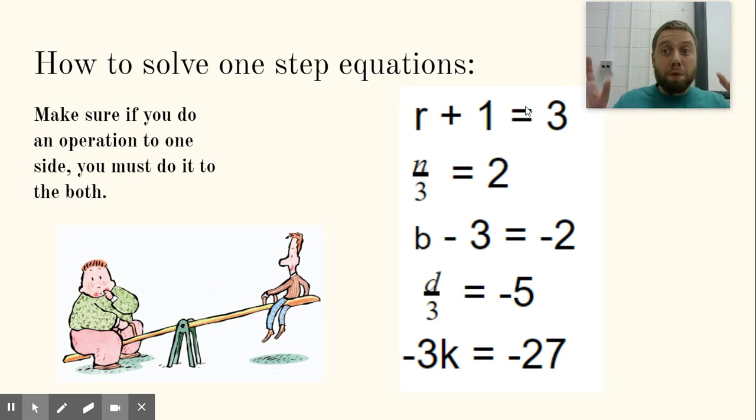So if it's the same on both sides, think of two equal people on the seesaw. If one person is much, much bigger than the other, then the seesaw goes like this. We don't want that. That's not equal. Equal is like this. So in the first example we did, we subtracted 1 from both sides. If you subtract 1 from one side, it ends up being like this. We don't want that. We need it to be equal. In order for it to be equal, you subtract 1 from both sides, okay?